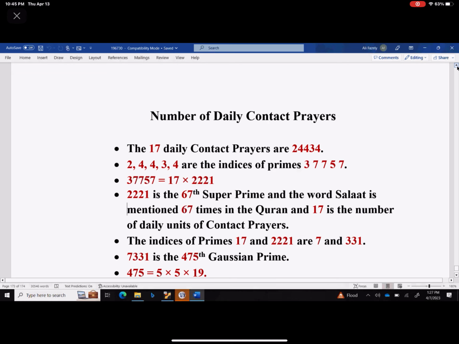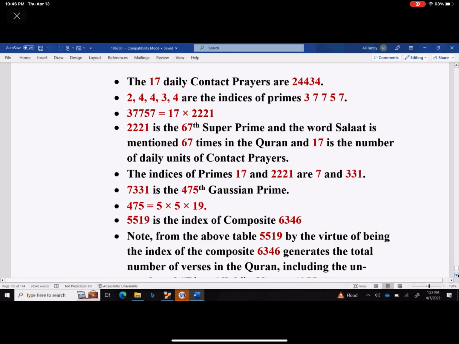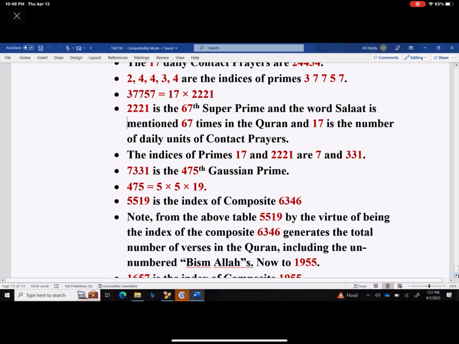The word Salaat is mentioned 67 times in the Quran, and 17 is the number of daily units of contact prayers. Isn't that amazing? Okay, so we'll go on. Now we assign indices to these two prime numbers, 17 and 2221. We do that, we get 7 and 331. The number 7331 happens to be the 475th Gaussian prime.